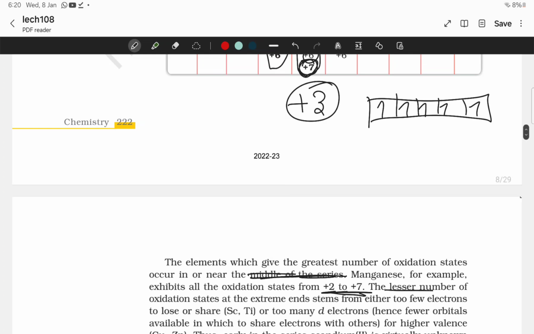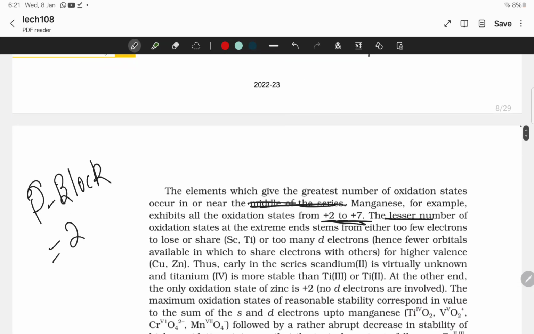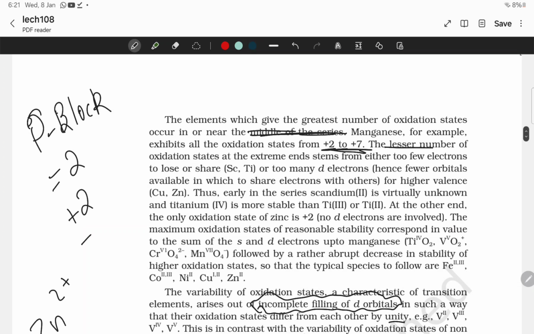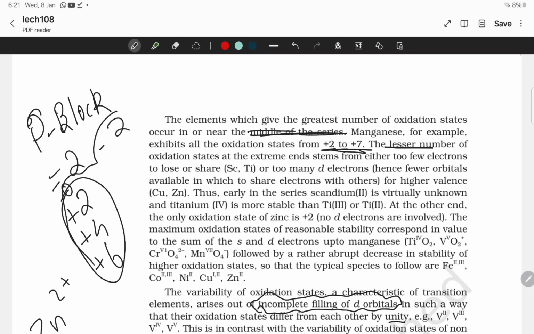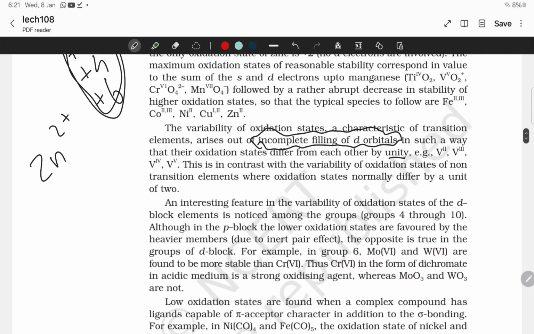But in case of the p block, the difference will be 2. That is +2, +4, +6 for sulfur. You remember, and 0 and -2. These things were available for sulfur. So they differ by 2, but here they differ by 1. In non-transition elements, the oxidation state normally differs by a unit of 2.